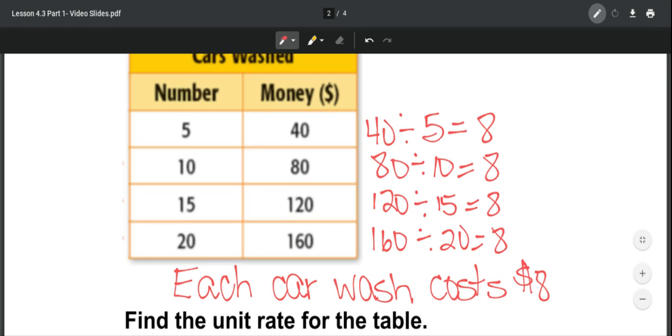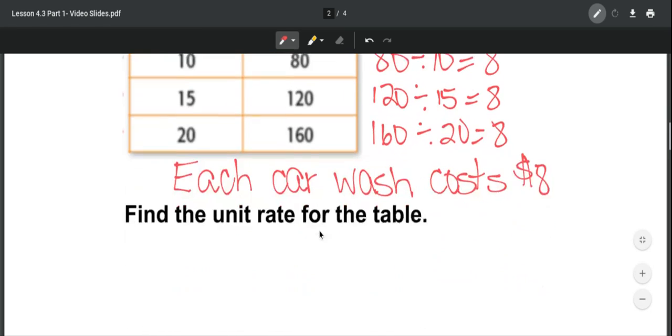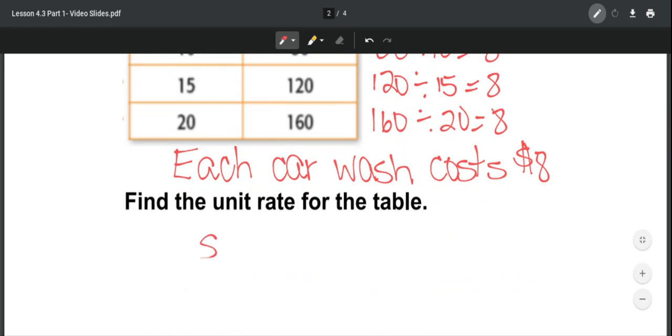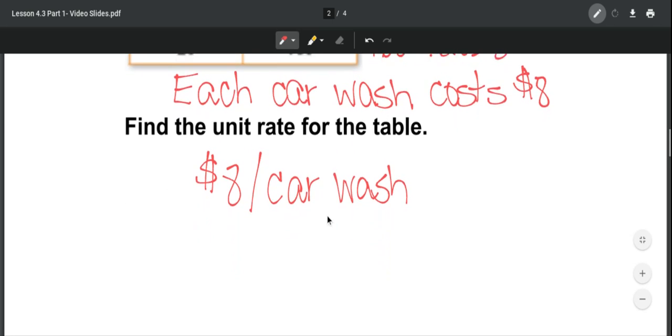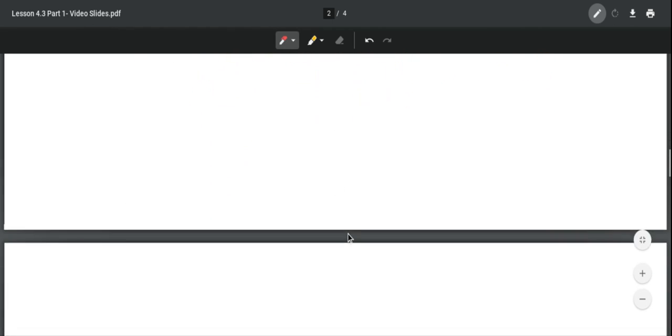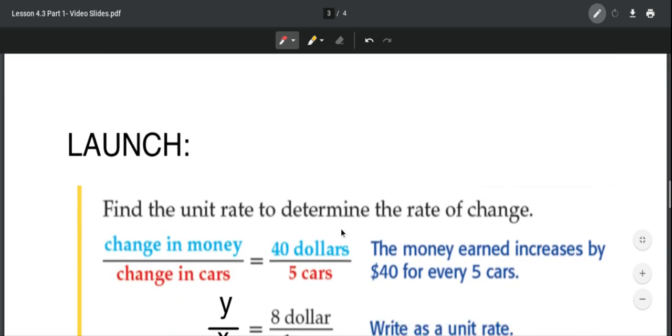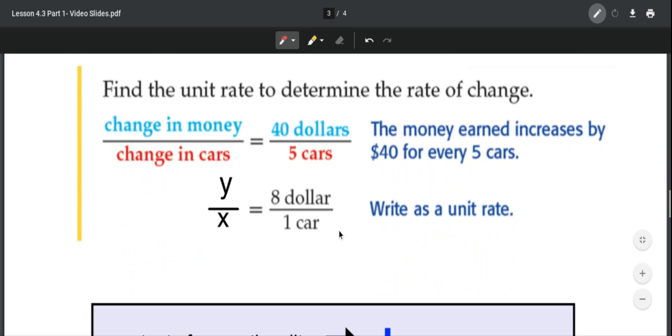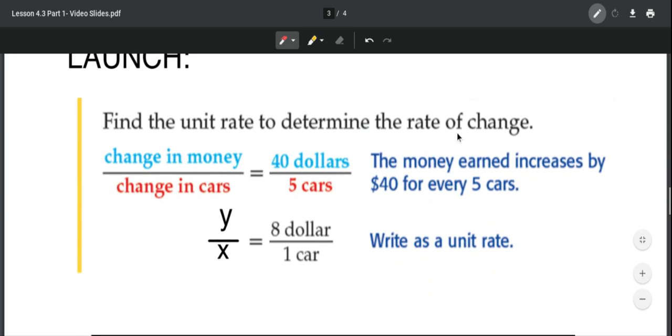The unit rate for this table is therefore represented by $8 a car wash. Let's take a look at the unit rate to determine the rate of change. When we look at the unit rate, we are also determining the rate of change.